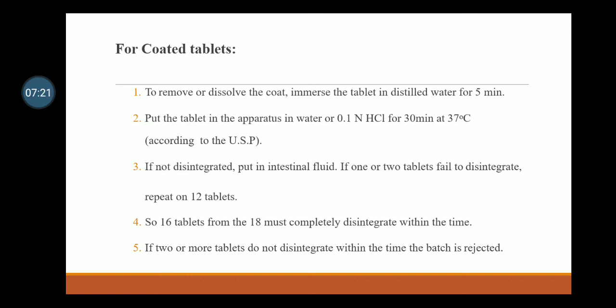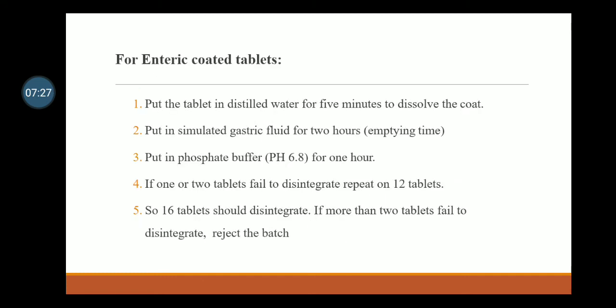Fifth, if 2 or more tablets do not disintegrate within the time, the batch is rejected. For enteric coated tablets, put the tablet in distilled water for 5 minutes to dissolve the coat. Put in simulated gastric fluid for 2 hours, that is the emptying time, and put in phosphate buffer pH 6.8 for 1 hour. If one or 2 tablets fail to disintegrate, repeat on 12 tablets. So 16 tablets should disintegrate. If more than 2 tablets fail to disintegrate, reject the batch.